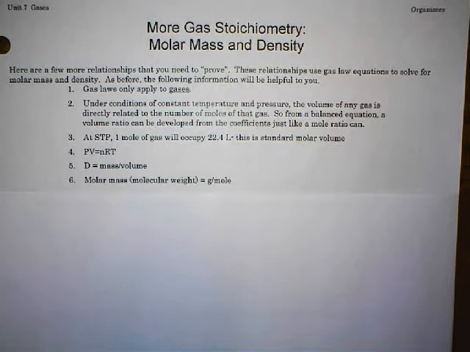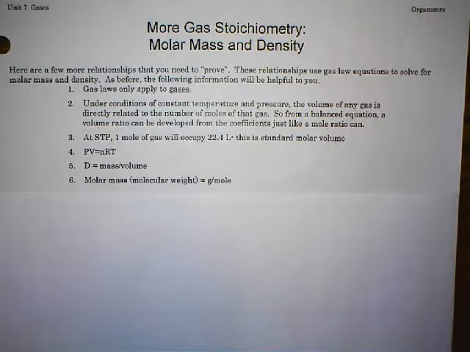Gas laws only apply to gases. Number 2, you've got that liter ratio or that volume ratio that we saw. Number 3, standard molar volume still works at STP conditions. 1 mole of gas occupies 22.4 liters. Number 4, PV equals nRT. We're actually going to use that in a little bit of a unique way in this organizer.